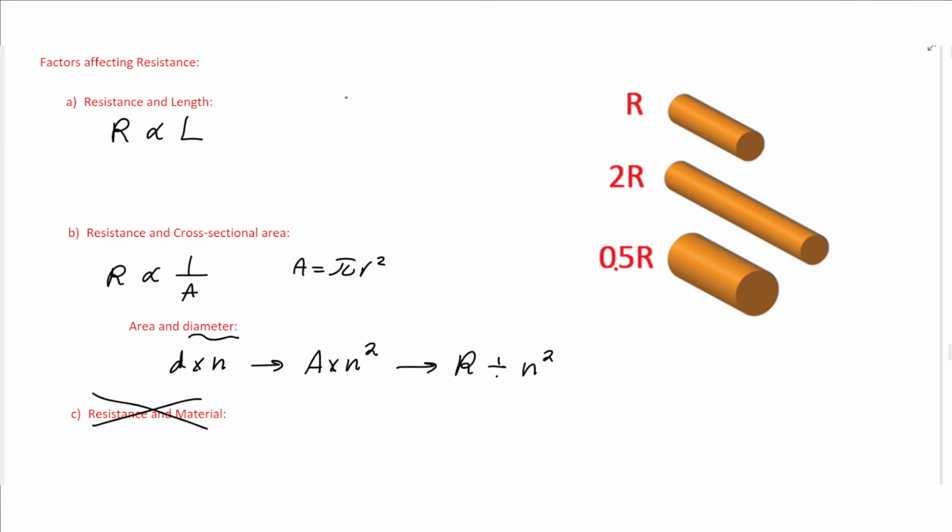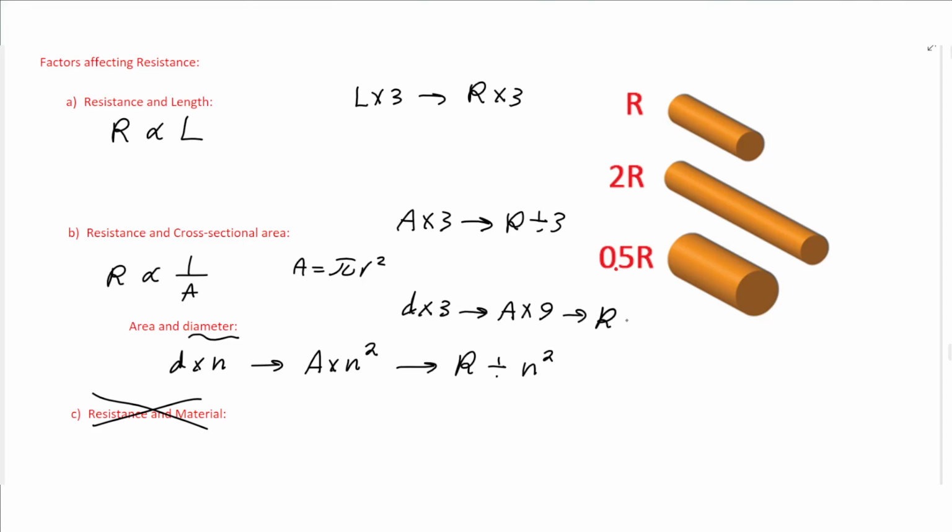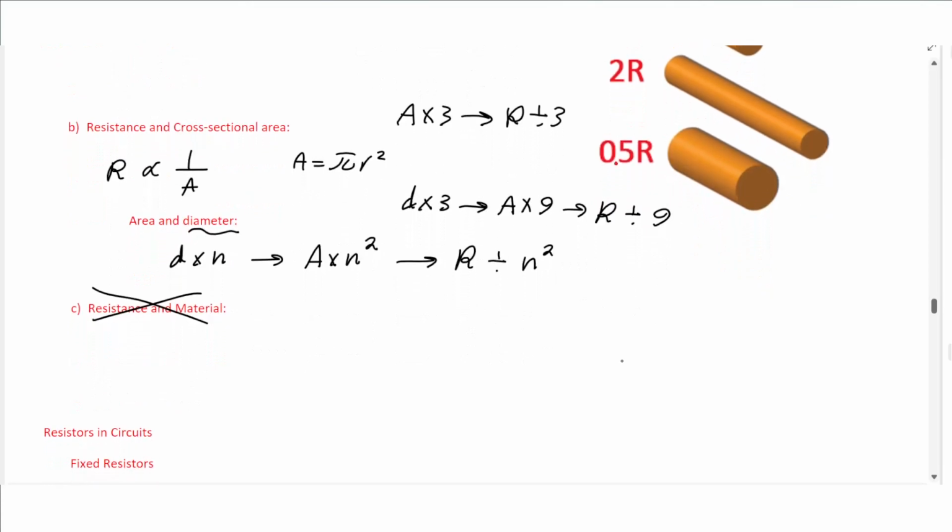So if the length is multiplied by 3, resistance is multiplied by 3. If area is multiplied by 3, resistance will be divided by 3. If the diameter is multiplied by 3, area is multiplied by 9, 3 squared, and the resistance will be divided by 9, 3 squared. You can also use equations as ratios.